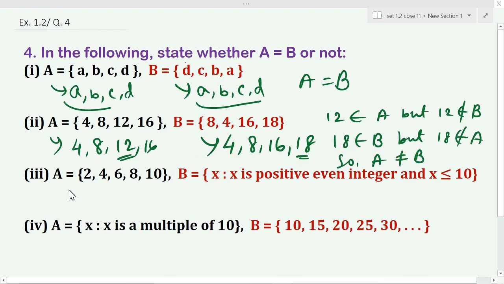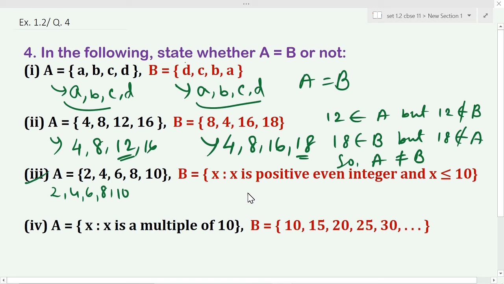Now question number 3, A contains the elements 2, 4, 6, 8, 10. Now B is such that the elements of B are x, where x is a positive even integer and x is less than or equal to 10.